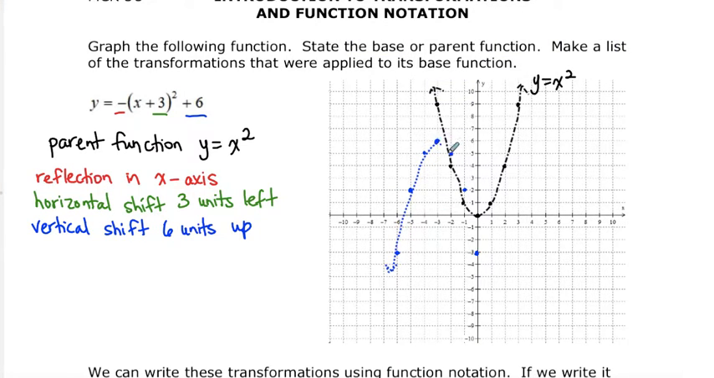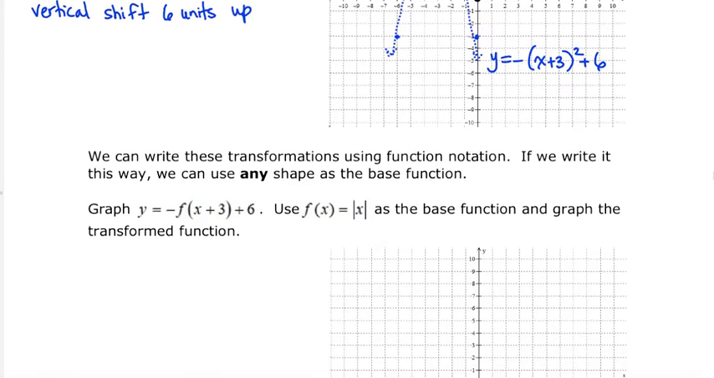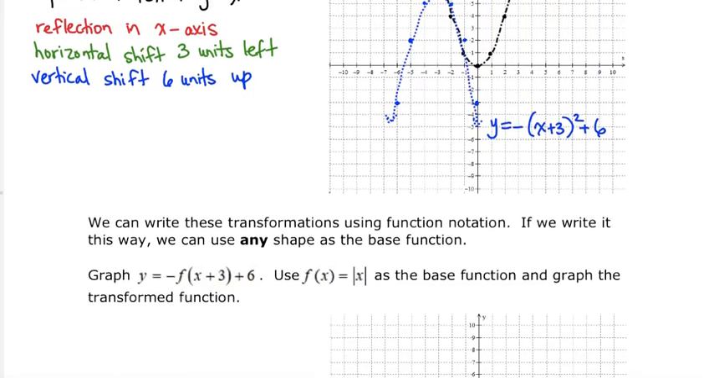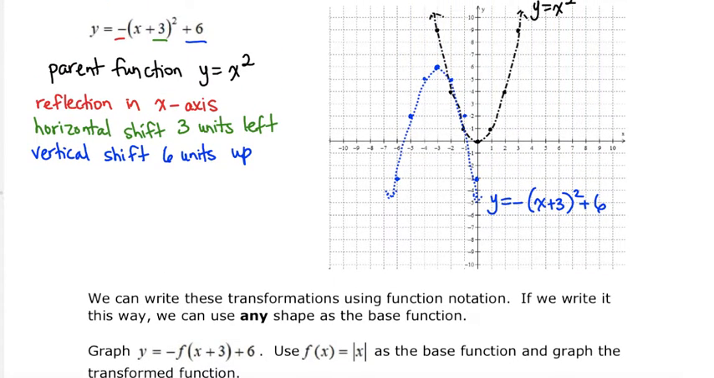So this is our new function right here. So this is y equals negative, and then x plus 3 squared plus 6. Okay, so now let's take a look at how we can apply this to any transformation. So we can write these transformations using any function notation. So if we write it this way, we can use any shape as a base function. So if I go back first to this equation here, we know that instead of writing it as y equals, we could write this as f of x equals, right? So f of x equals negative, and then x plus 3 squared plus 6.